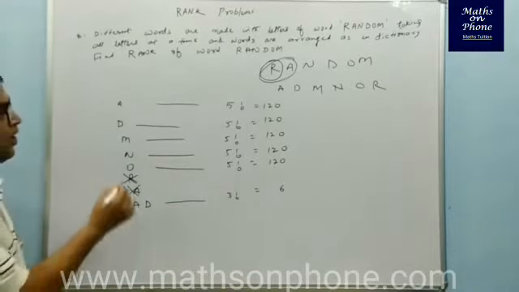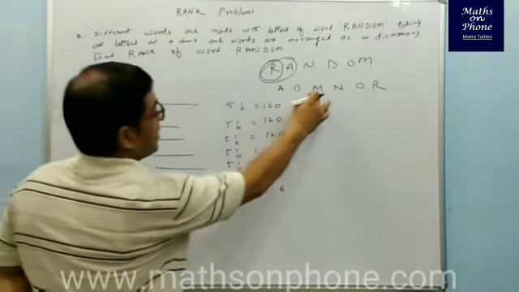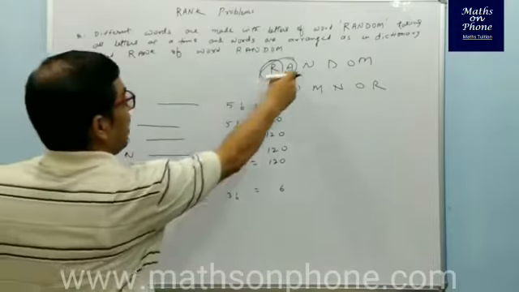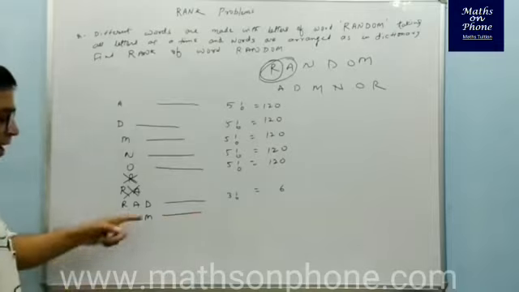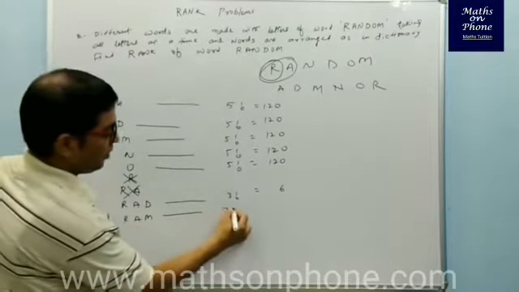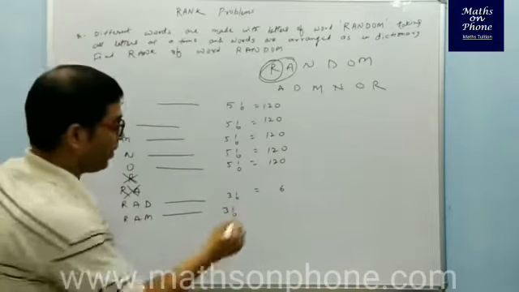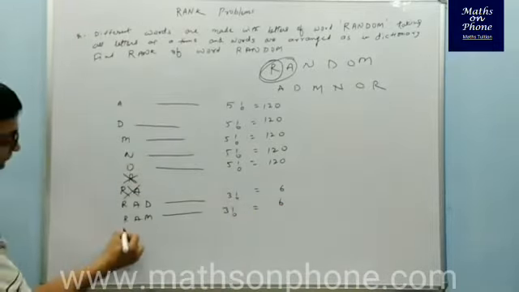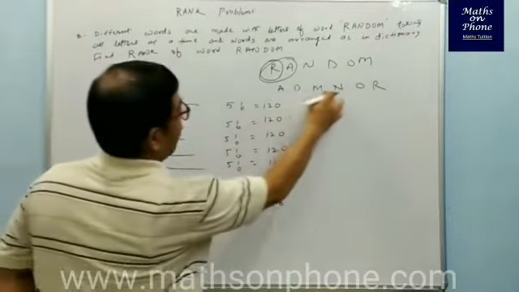That is 6. Now I will write RA, this is M. Of course RAM is before RAN. So words starting with RAM is 3 factorial. 3 places have been fixed and the remaining 3 letters can be arranged in 3 factorial ways. That is 6. Now I will write RAN, according to this order I am going.